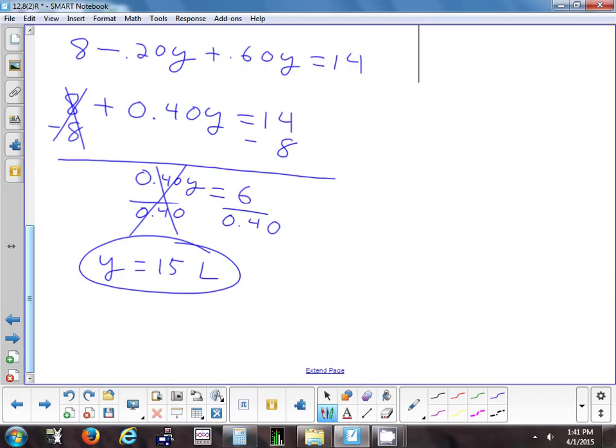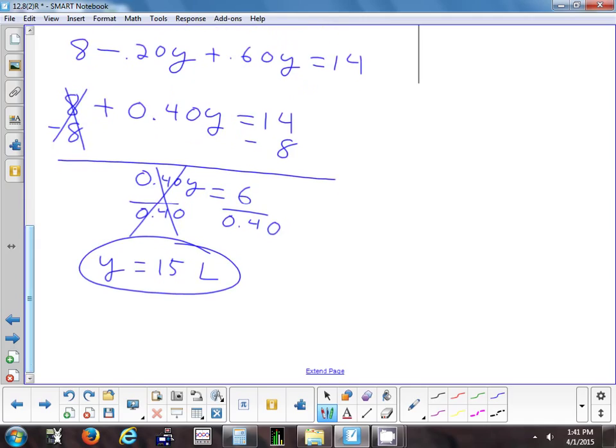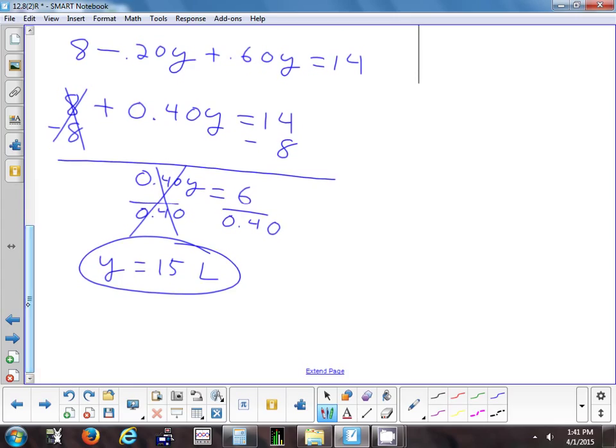So now we know we need 15 liters of the 60%. Does everybody have the work up to the 15? Take a second or so, write it down. And guys, that's why it's important tomorrow. Mr. Hager has some calculators, I have some calculators, but if you have one, bring it tomorrow. L just stands for liters. 15 liters.